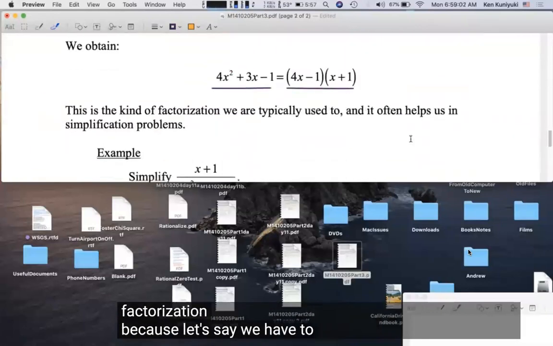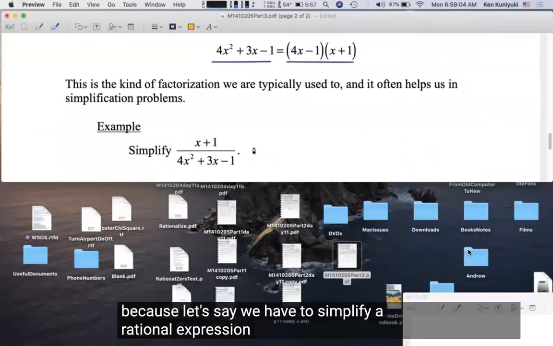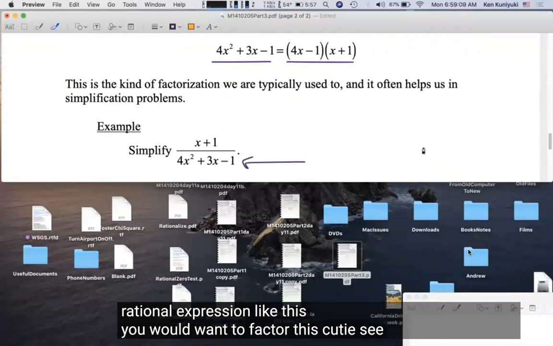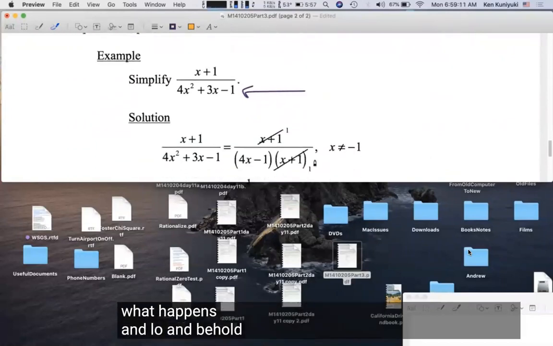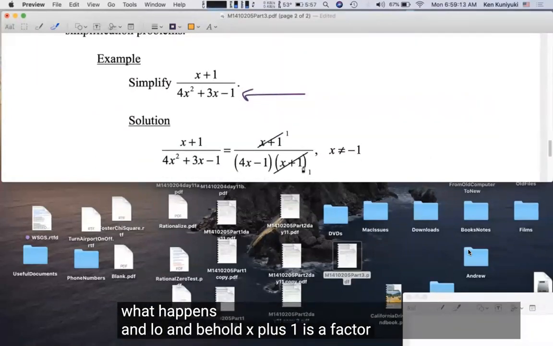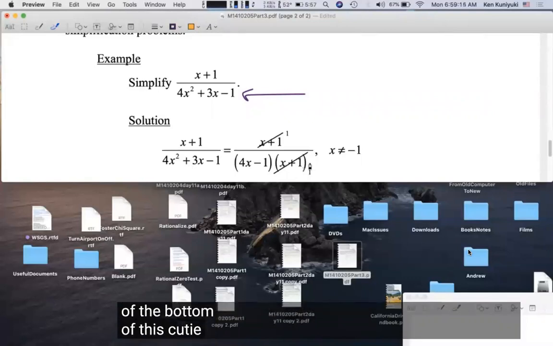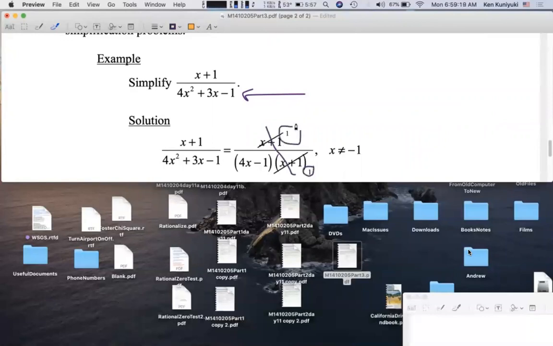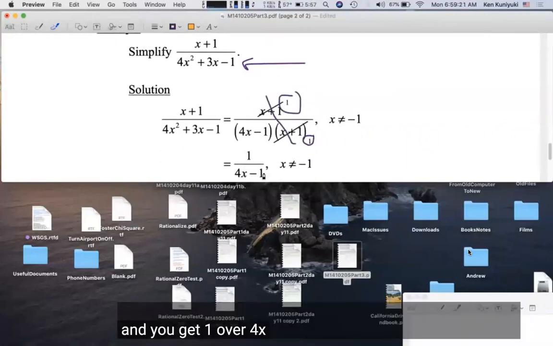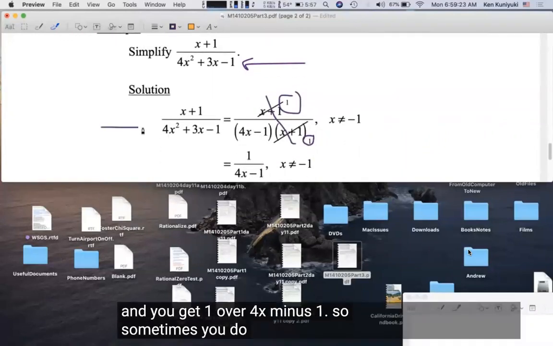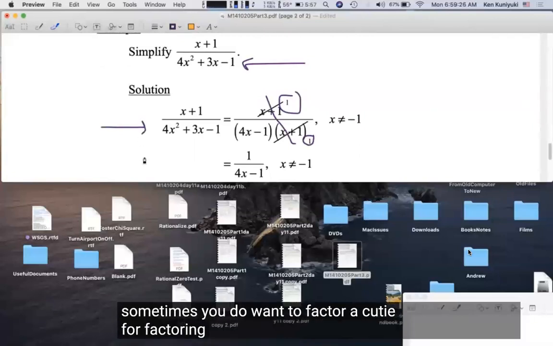Because let's say we have to simplify a rational expression like this. You would want to factor this QD, see what happens, and lo and behold, x plus 1 is a factor of the bottom of this QD. So you'd have to simplify, and you get 1 over 4x minus 1. So sometimes you do want to factor a QD for factoring's sake, or for the sake of simplifying.